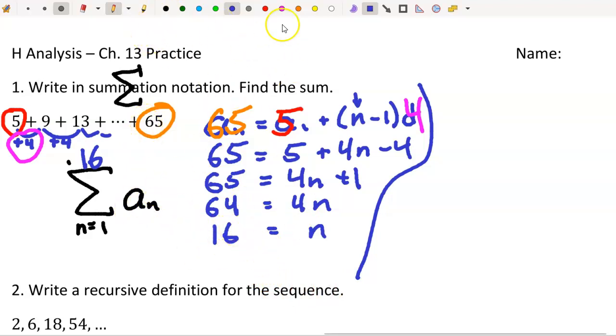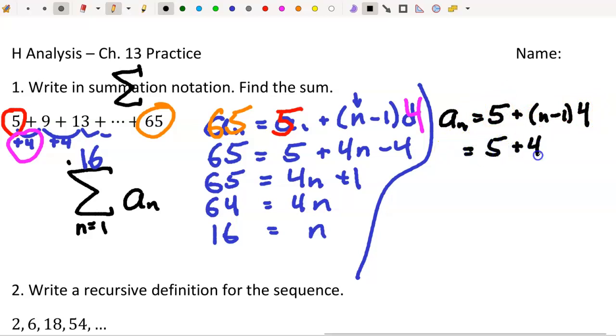We have 65, but we're not going to plug that in this time. We're just going to plug in everything on the right-hand side. So a sub n is going to equal 5 plus n minus 1 times the difference. I left the a sub n and the n out. Anything with n, I just put in the first term and the difference. So we have 5 plus 4n minus 4, and it looks very similar to what we just did over here. 4n plus 1. So that's what our a sub n is.